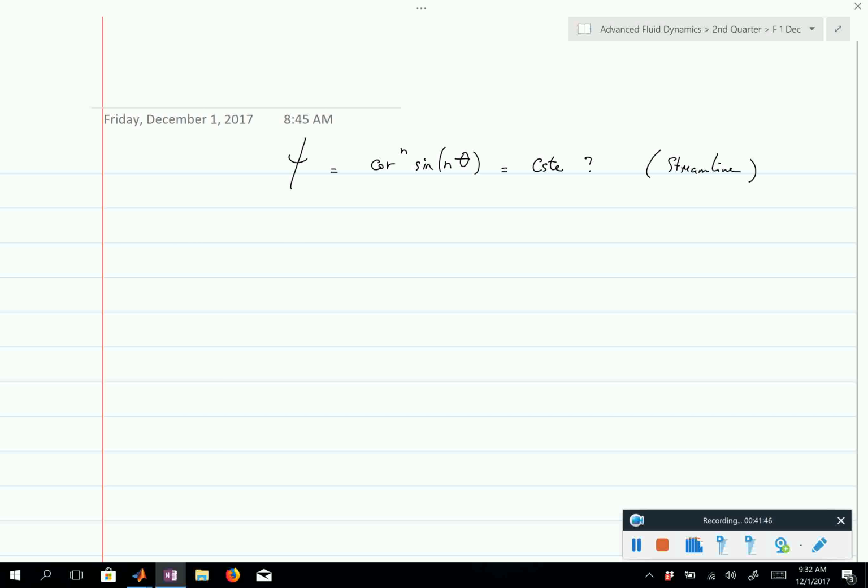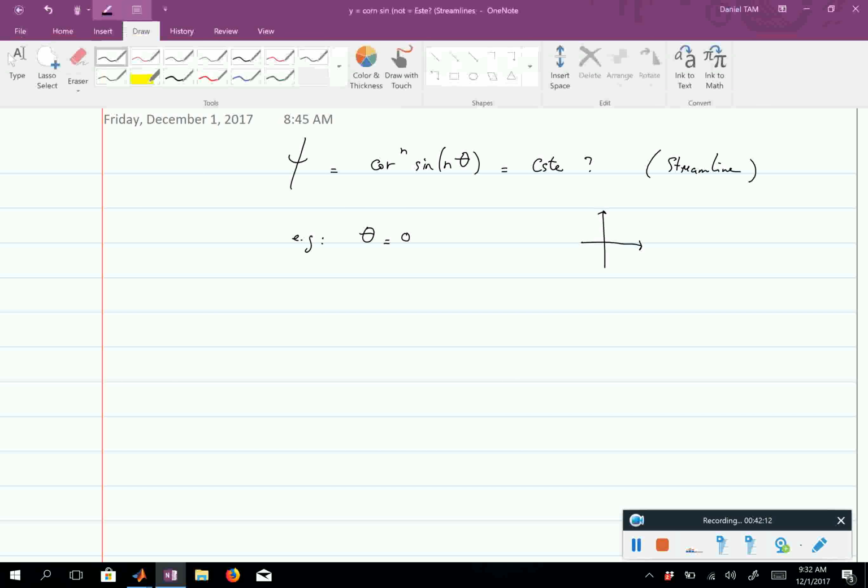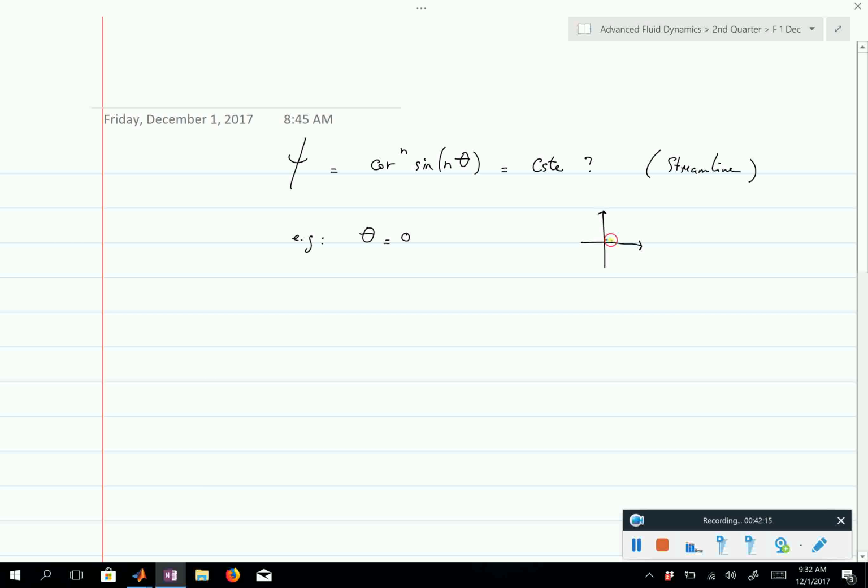Right? So here, for example, theta equals 0. Now the line with equation theta equals 0, what is that? This is a ray going from the origin all the way to infinity. That's what theta equals 0 is. It's a line, it's a curve. Yeah? This here is my plane. Then theta equals 0 is this line. All of the points such that theta is equal to 0 lie on this line. So this here is a streamline.